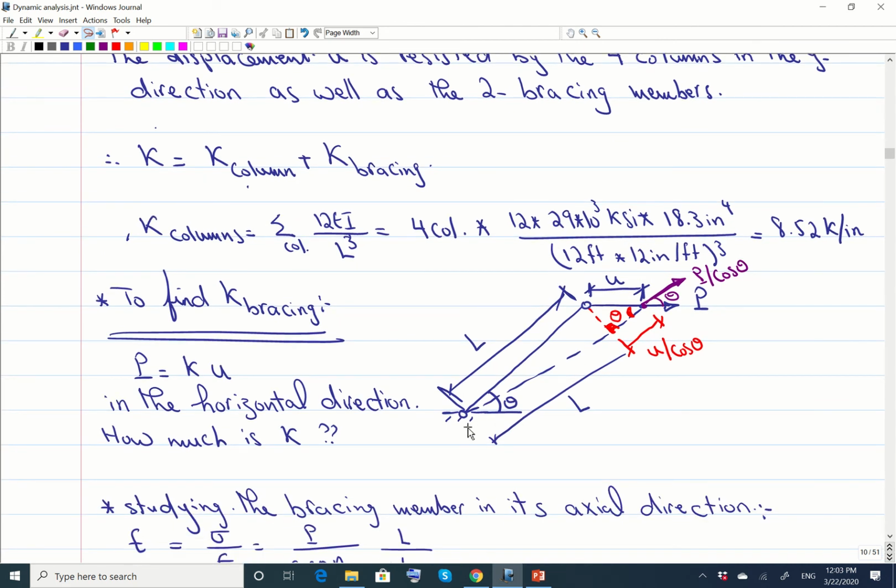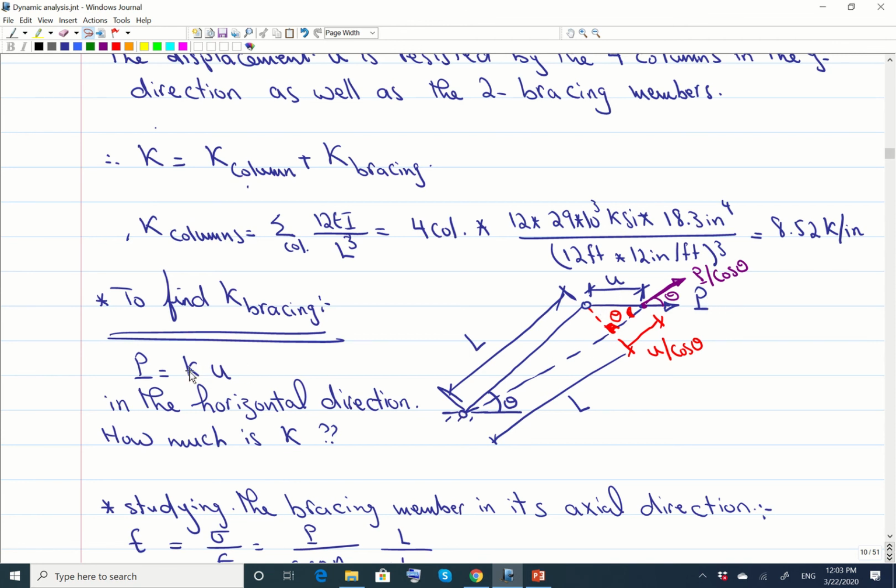Now for the bracing, how much is the stiffness? Here, if we have a bracing, can you see here? This is the initial location of one of the bracings. It has a length L. It has an angle theta over here with the horizontal. Once you apply a force P, it's going to move to that dotted location. So it's going to move from this point to that point, and this point is fixed to the foundation. So how much is P as a function of U?